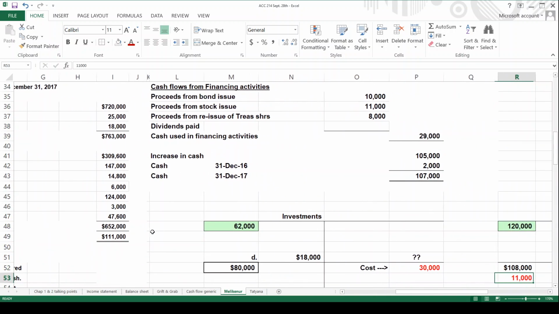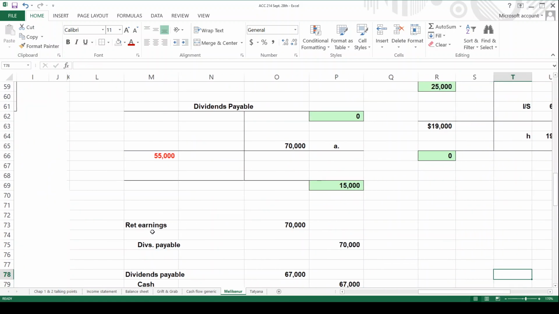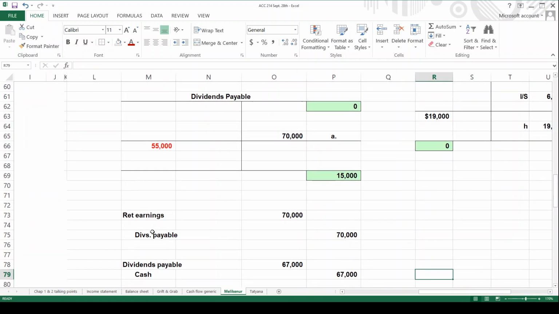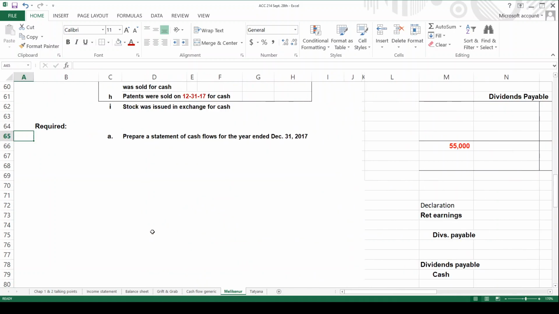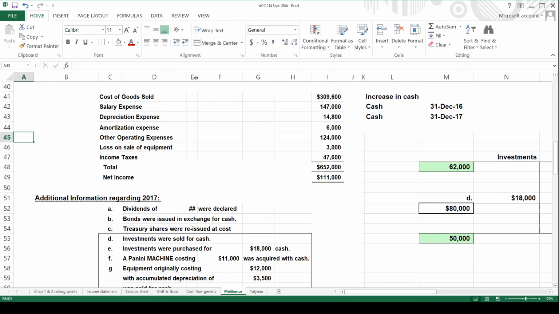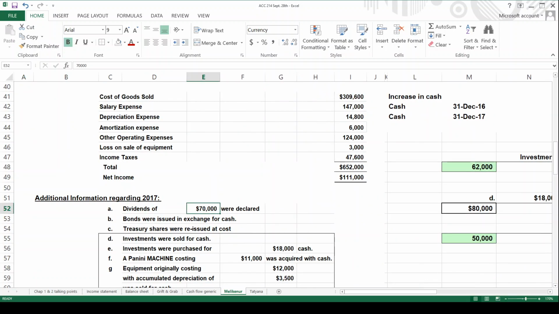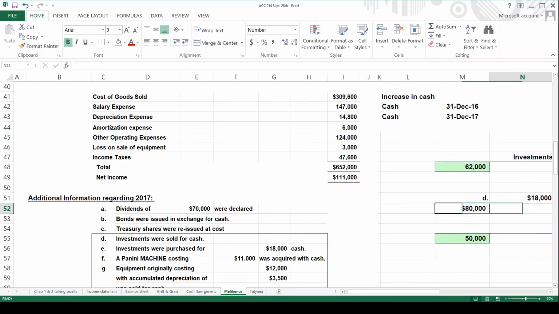So, let's see. I think I got a little dividends payable down here somewhere. There it is. So when you declare dividends, you make this entry. And we don't need to know the debits or credits, but you do need to know that when you declare a dividend, your dividends payable is going to go up. Now, how do we know it's 70,000? Got to expand this. It's a given. So our dividends declared are 70.